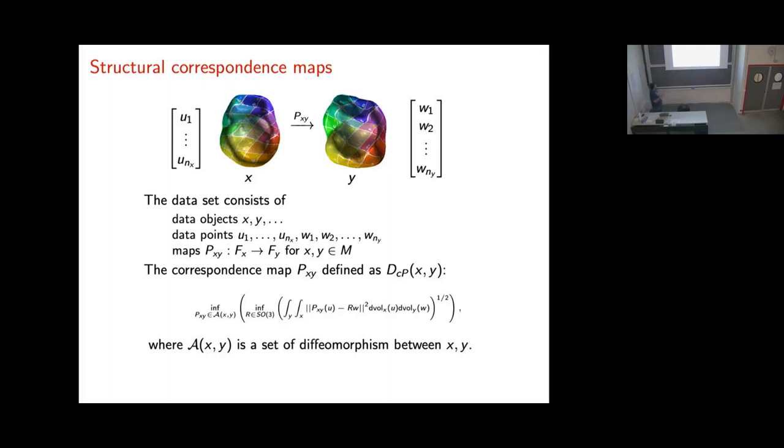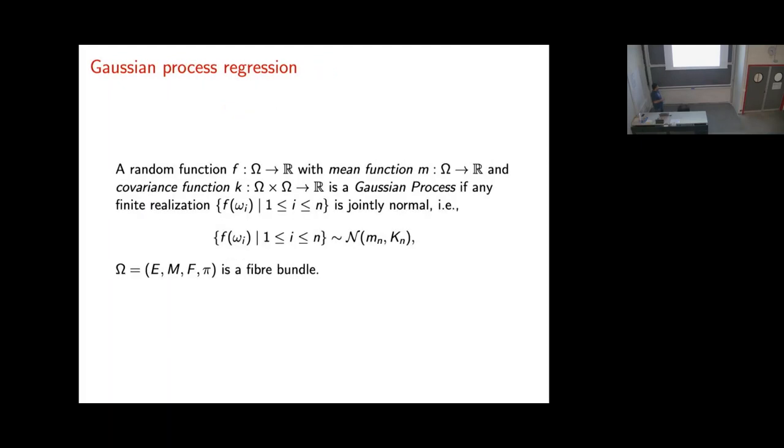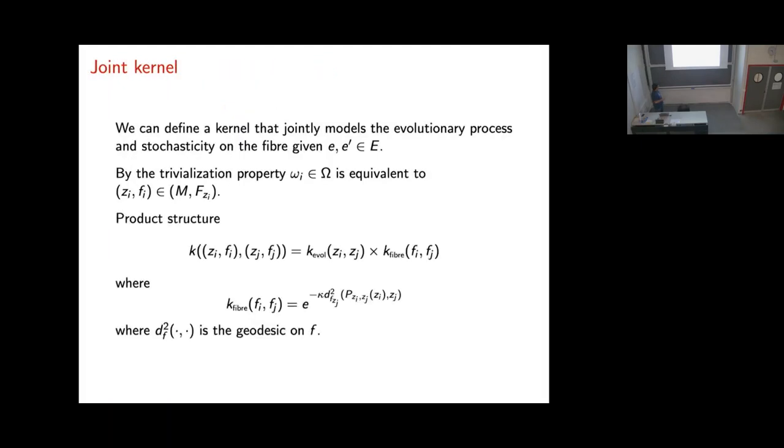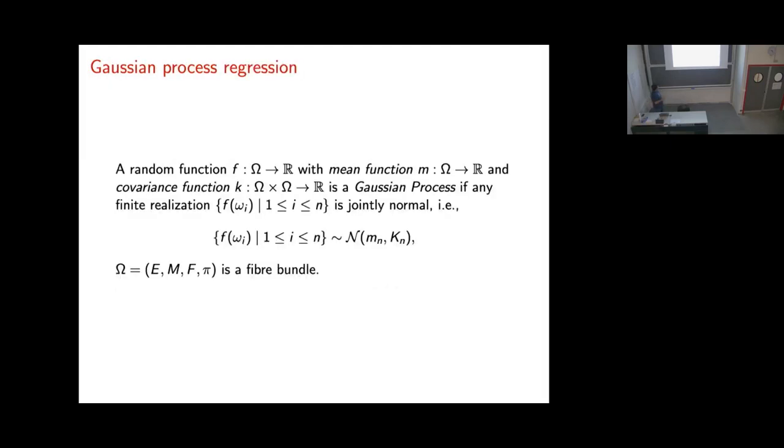Here's a map from one shape to another shape. What I can do is write down this correspondence map and minimize over some set of diffeomorphisms. Often these are conformal maps because it makes things more computable. Think of that as a distance. That's my continuous Procrustes distance. I'll come back to that in a second. Then I'll use that continuous Procrustes distance as my kernel for the fiber. Now let me just go back here.